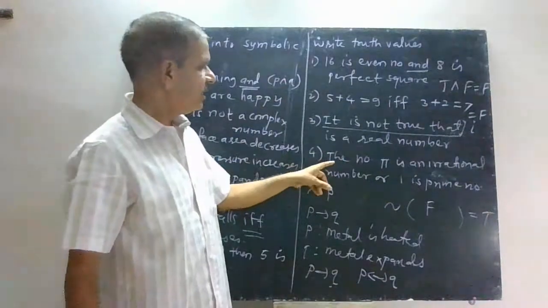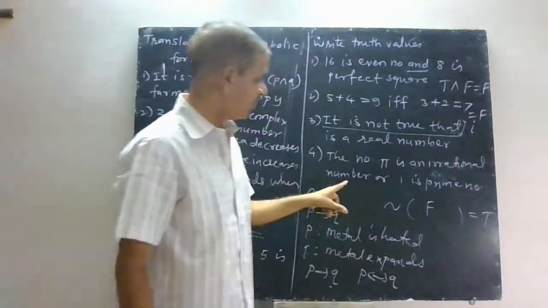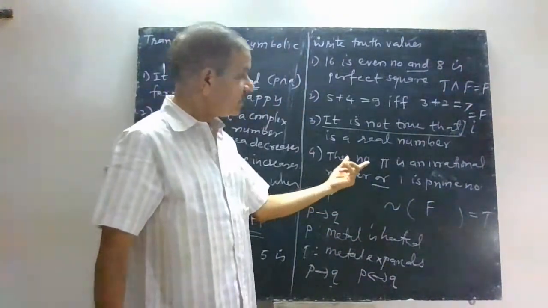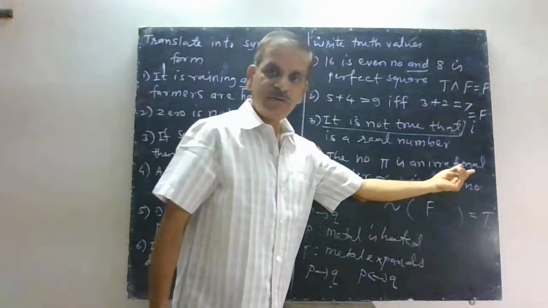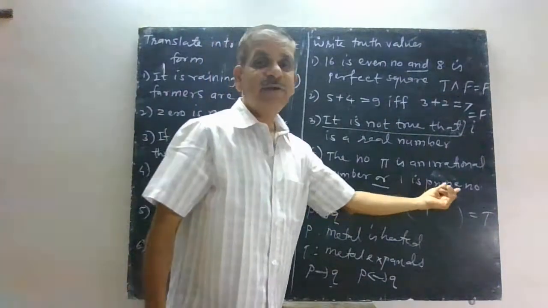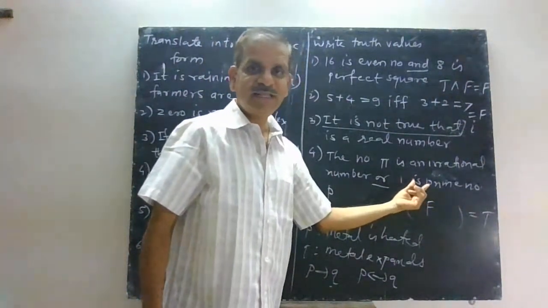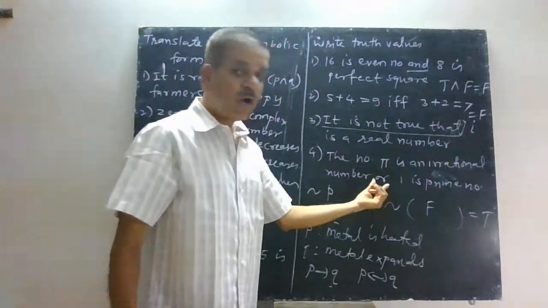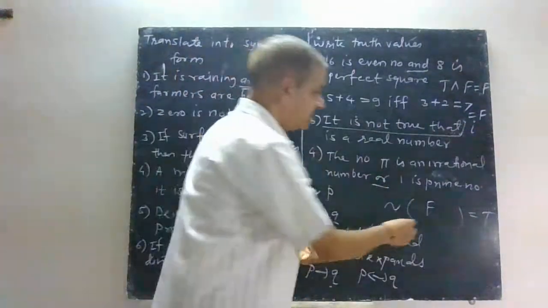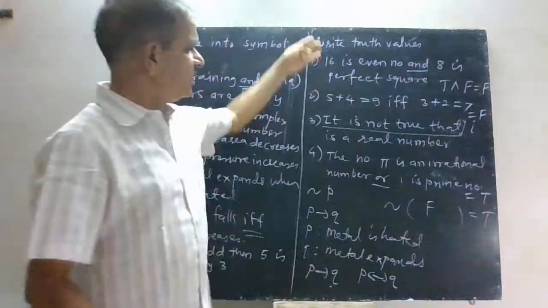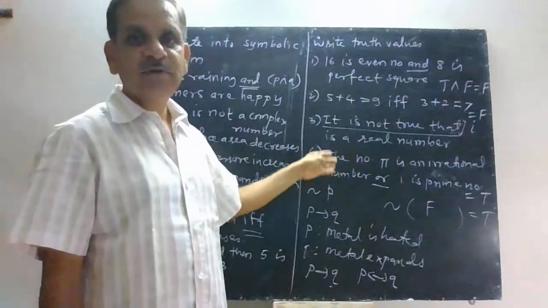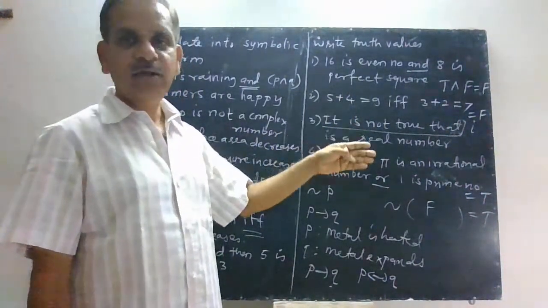Then let us see the last one. The number pi is an irrational number or 1 is a prime number. Now what is the truth value of pi is an irrational number? Everybody knows that pi is an irrational number, so this statement is true. And 1 is a prime number, this statement is false because 1 is neither prime nor composite. So this is false, but it is OR. When you have OR, and one statement is true and the other is false, the truth value is true. So in this way you can identify the truth values of given statements using the rules of AND, OR, if-then, and if and only if.